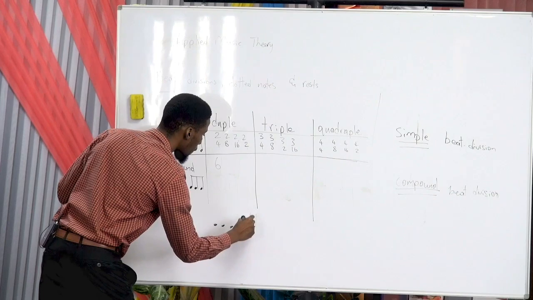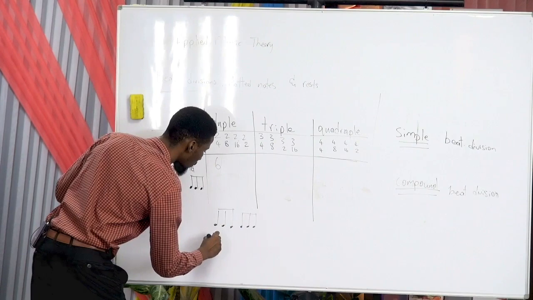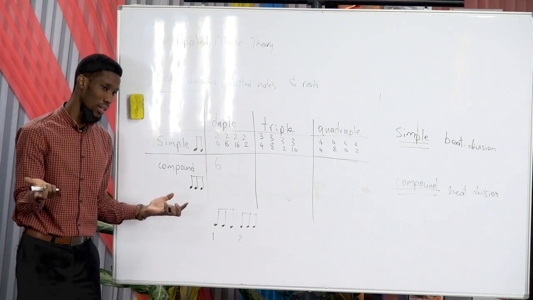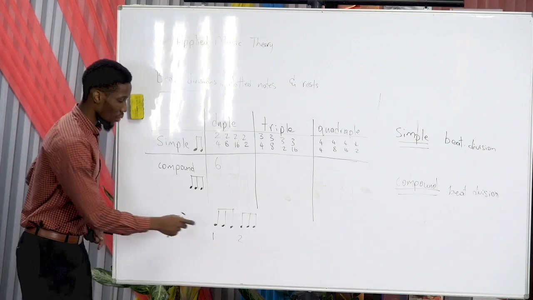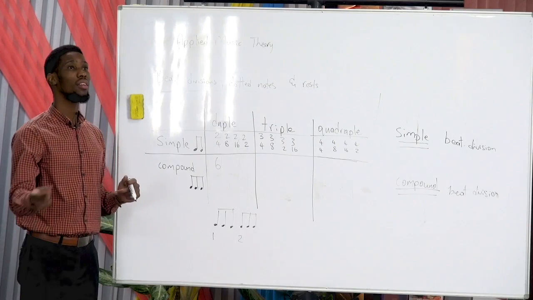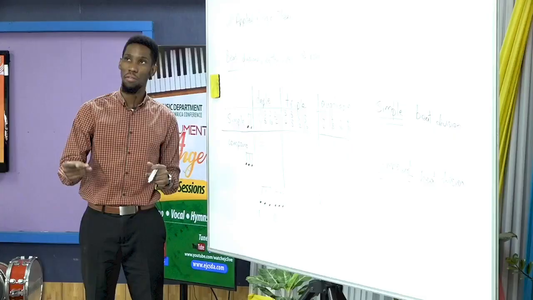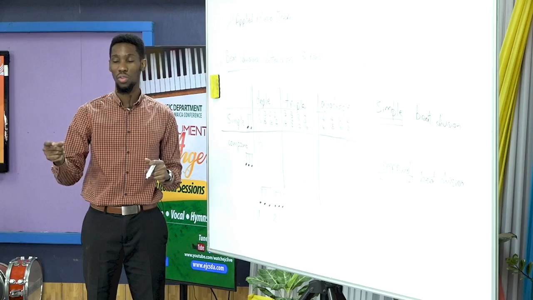Essentially what is happening is that you're taking 2 beats and you're dividing each into 3. So what you end up getting is 1, 2, 3, 4, 5, 6. See that? What is 2 beats, you know? 1, 2. 1, 2. 1, 2, 3, 4, 5, 6. All right? So you see how we get 6 now?